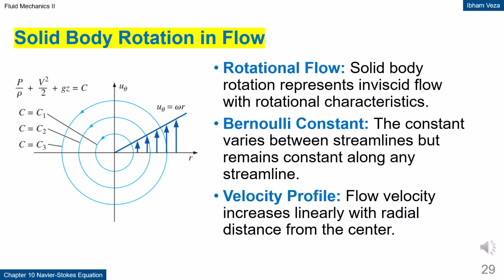Solid body rotation in flow. In solid body rotation, the fluid moves as if it were rotating as a single rigid body. The tangential velocity increases linearly with radial distance from the center. Even though the flow is inviscid, it is rotational. The Bernoulli constant differs between streamlines, but remains constant along each streamline. This model is often used to understand simple rotating flows, such as vortex cores.